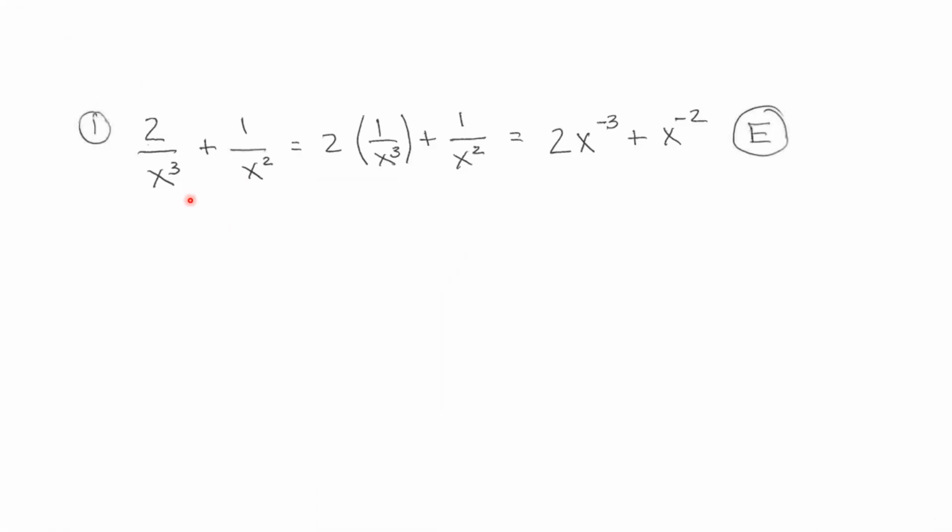In the first problem, you had to realize that x to the 3 in the denominator is called x to the minus 3, and x squared in the denominator is called x to the minus 2. The answer was E.